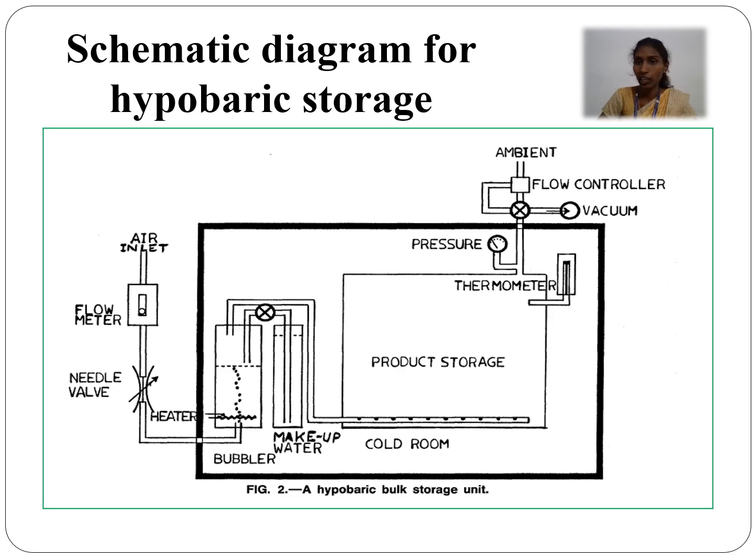So this is the schematic diagram of a hypobaric storage condition. So it has all the valves and the facilities to control the flow of air, an air inlet and needle valve, and our product is stored at low temperature as well as the low vacuum condition. So there will be a vacuum gauge and a pressure gauge and a thermometer to measure the temperature, and it also has other components like bubblers and makeup water. So we could easily understand by using the schematic diagram.